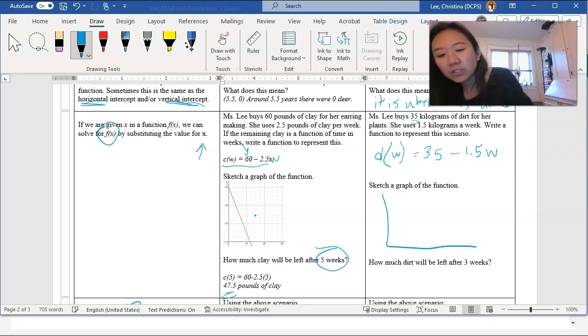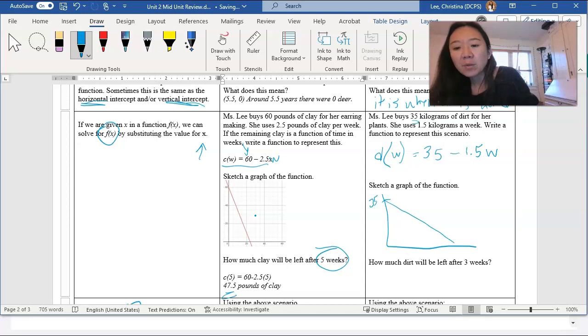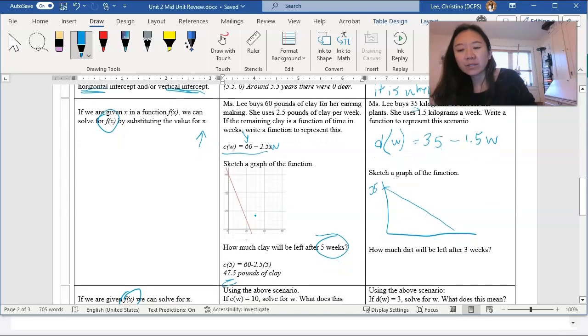So you can just make a nice loose graph of this, right? You know you're starting at 35 and you're moving down every week 1.5, right? So we know that we're going down at a constant rate of 1.5. It's just a general graph. How much dirt will be left after 3 weeks, right?